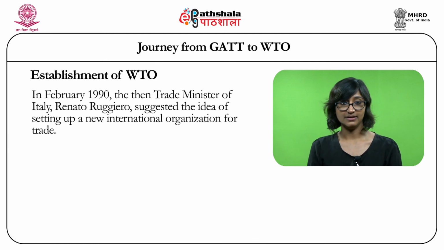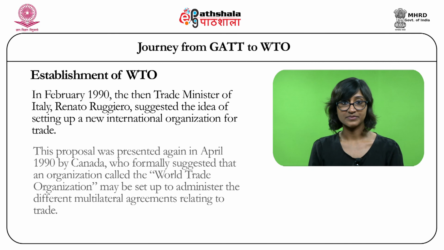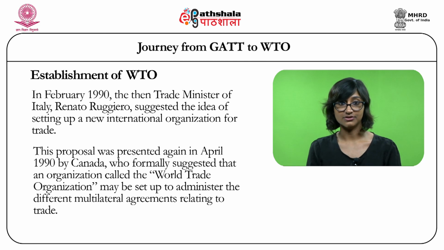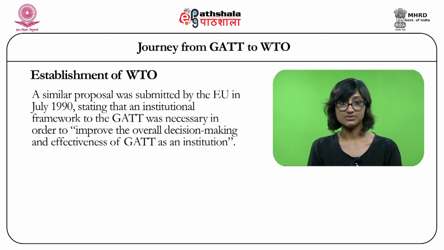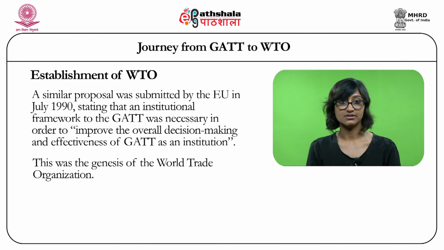In February 1990, then Trade Minister of Italy, Renato Ruggiero, suggested the idea of setting up a new international organization for trade. This proposal was presented again in April 1990 by Canada, who formally suggested that an organization called the World Trade Organization may be set up to administer the different multilateral agreements relating to trade. A similar proposal was submitted by the EU in July 1990. This was the genesis of the World Trade Organization.